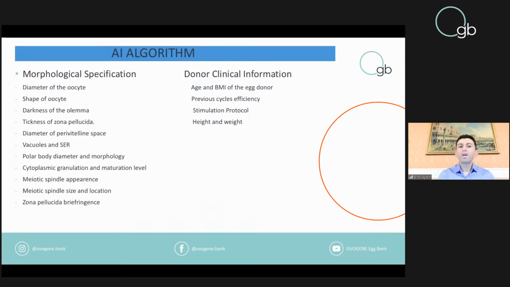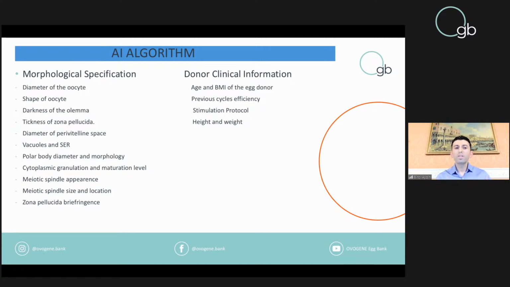Let's talk about the artificial intelligence algorithm, how it's working. We have two sources for the main machine, because this is machine learning. How much we teach the machine, that much information we will get from the machine. So on one side, all information will come through the morphological specification of the oocyte, and on the other side, all donor clinical information will be collected by the main computer.